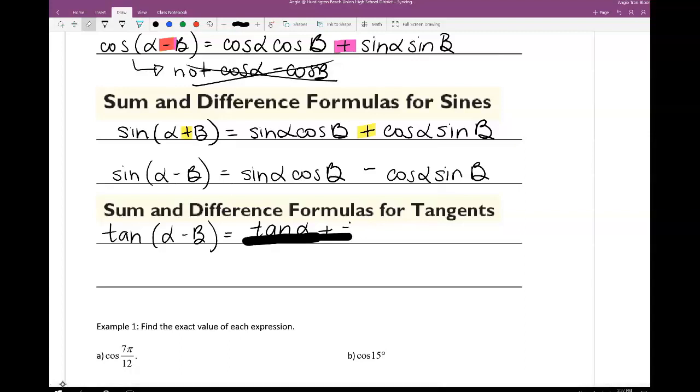Maybe I don't need to be that fat, because that took up the entire space. Let's try that one more time, maybe skinnier. There you go. So tangent of alpha plus tangent of beta, all over, that means dividing, 1 minus tangent of alpha times tangent of beta. Go ahead and write that down. Then I'll just wait for you.